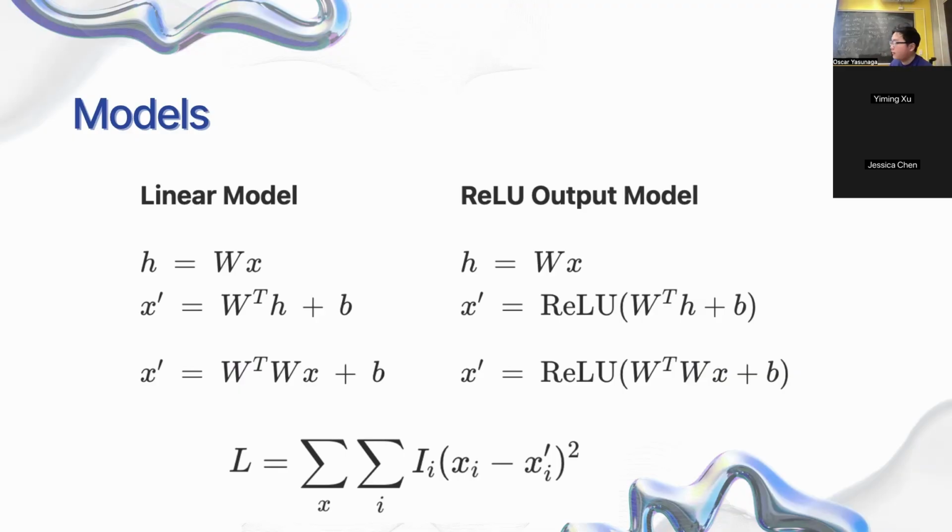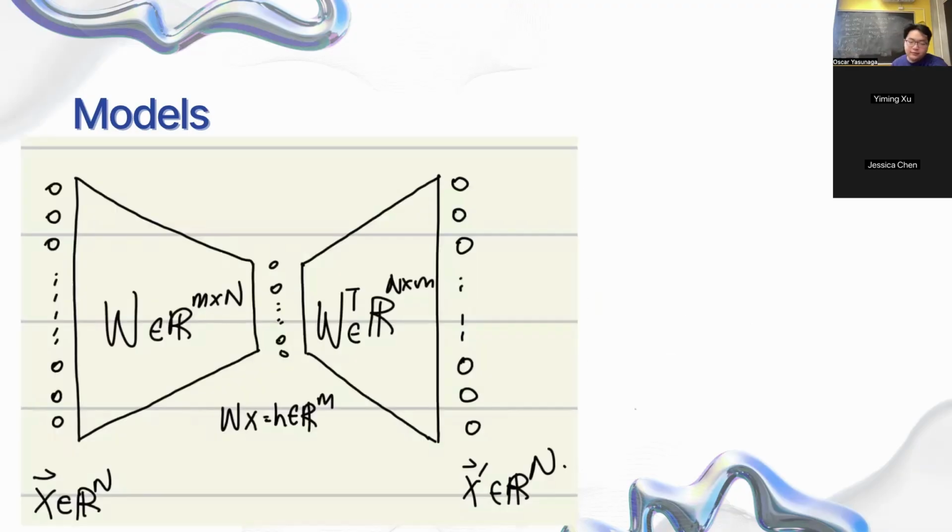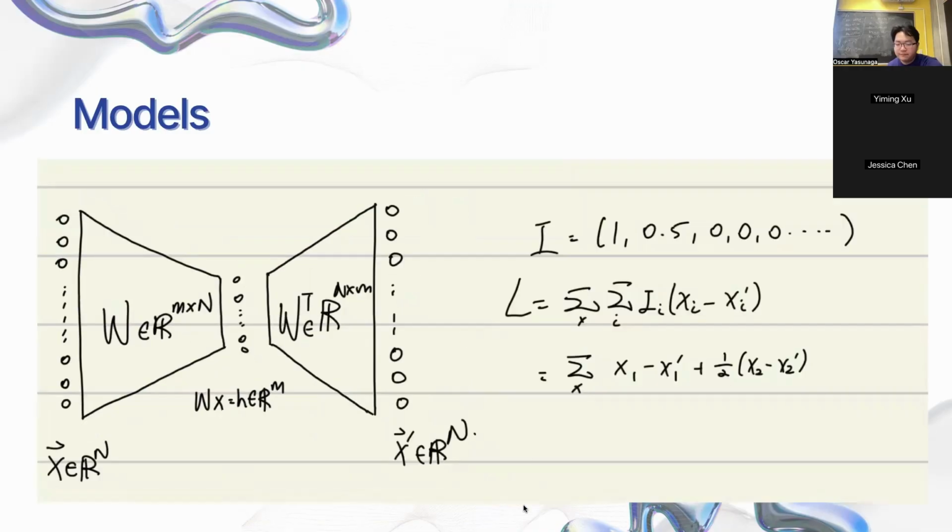And then the loss here is just the mean squared error loss multiplied by some importance value. We can see it better with a diagram. In this perspective, we have an autoencoder that projects this high dimensional X down to this low dimensional bottleneck, and then brings it back up to this high dimensional space. And we're trying to reconstruct this high dimensional feature vector.